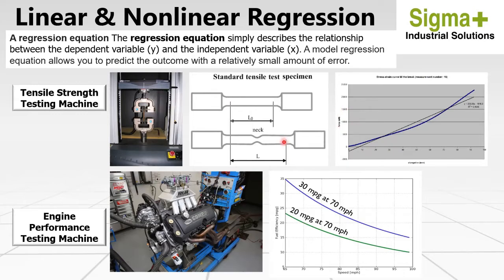Another example for the regression equation is the engine performance testing machine, which can extract many different correlations and linear diagrams, such as the prediction of the fuel consumption or the fuel efficiency by inserting the value of the speed. So you can see we can even have a prediction equation to predict the value of the fuel consumption or the fuel efficiency by inserting the value of the RPM.